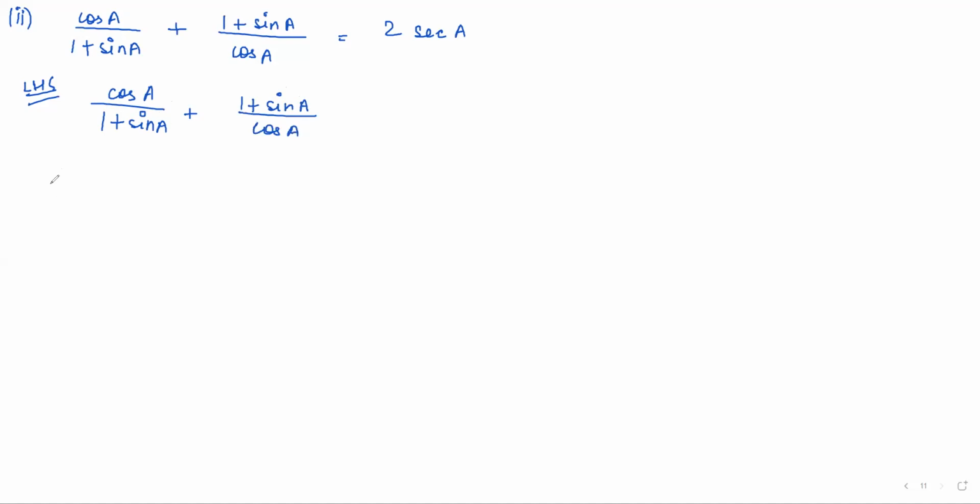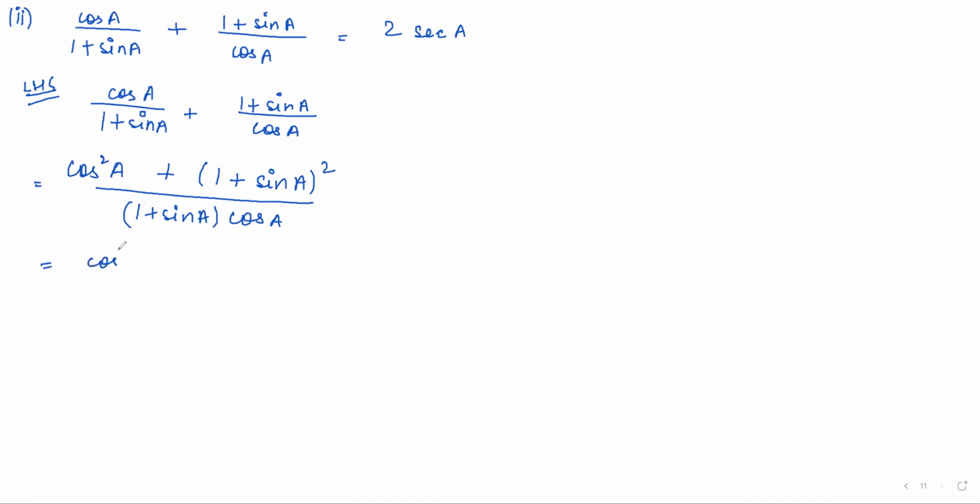Now these are fractions, so I have to take the LCM, right? Now what will be the LCM? The LCM will be 1 plus sin A multiplied by cos A. So here 1 plus sin A is there, so cos A multiplied by cos A becomes cos squared A, correct? Plus, now cos A is already here, so it will be 1 plus sin A whole squared. Any confusion? No, ma'am. Okay.